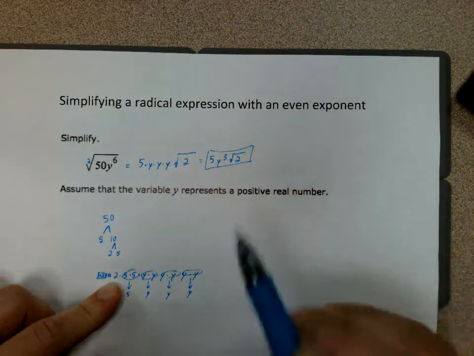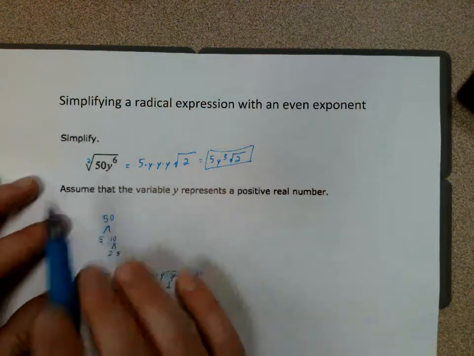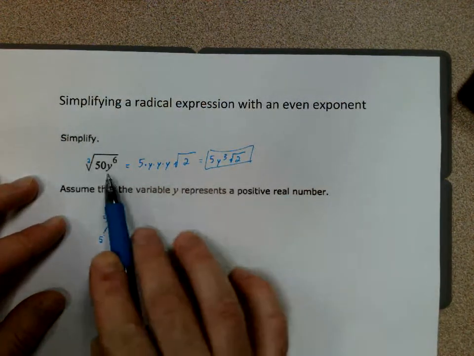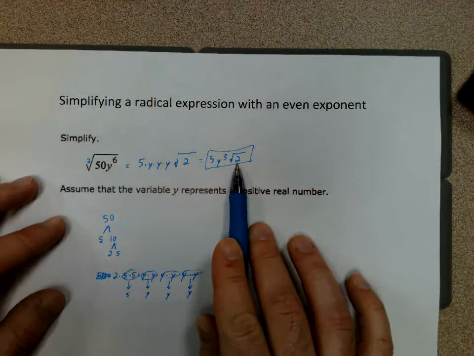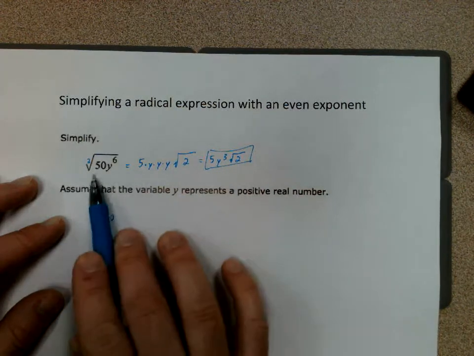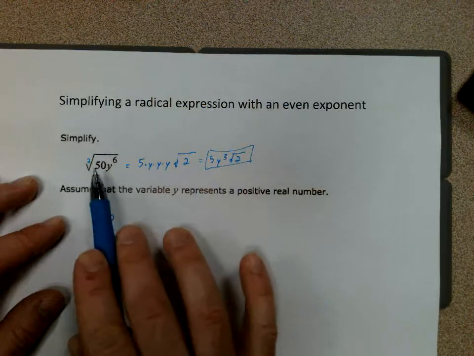Now, just a quick note here. Why is that simplified? It doesn't look any more simplified. It looks like there's more stuff. When we're talking about simplifying a radical, we're looking for that inside of the radical, that radicand, to be as simple, as small as possible. So we made it go from 50y to the 6th to a simple 2, which is why that's considered more simplified than that one.